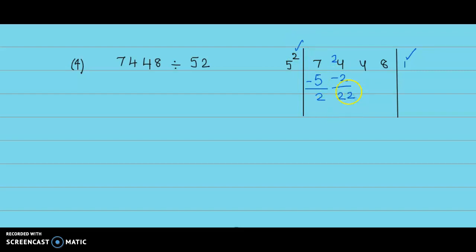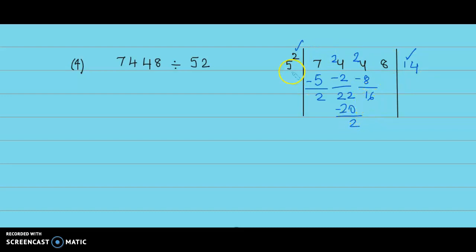Now 22 is now greater than 5, so you have to divide again. 5 fours are 20, so after subtracting you get 2. Again take this 2 here. So this again becomes 24. And now subtract 4 and 2, 8 from this 24. So that gives you 16.